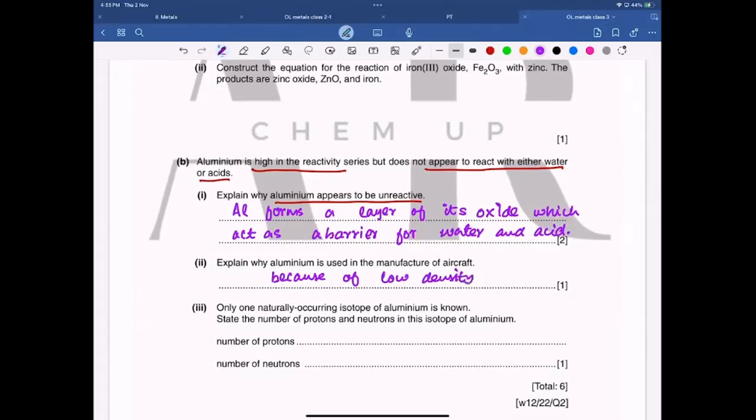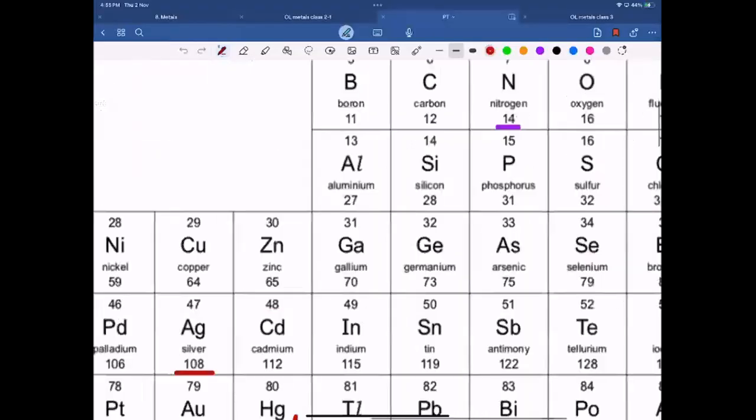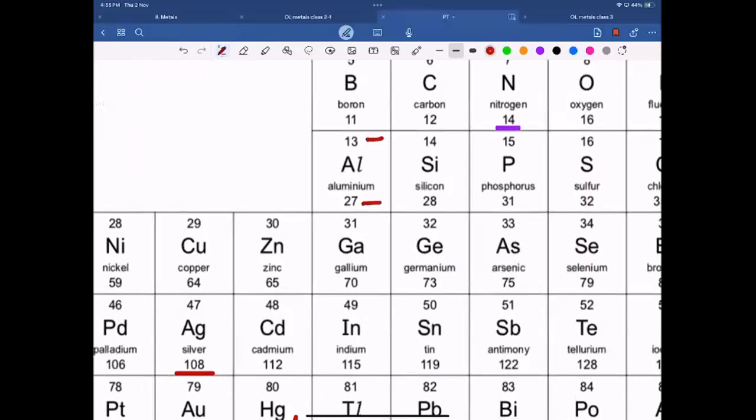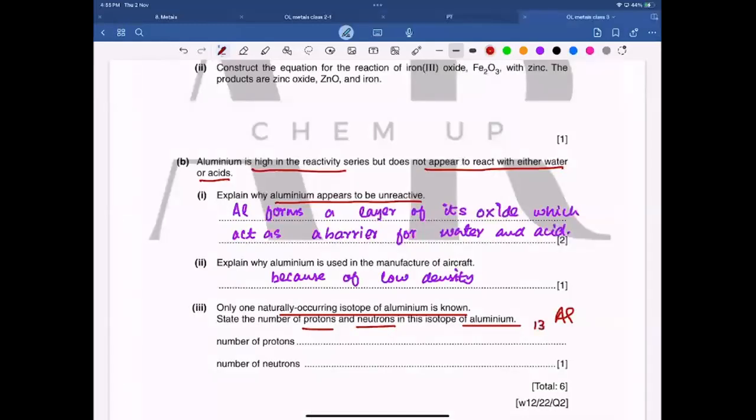Okay. Only one naturally occurring isotope of aluminium is known. State the number of protons and neutrons in this isotope of aluminium. So if there is one isotope, we can take the help of the periodic table. It's 13 and 27, right? So 13 is the proton number and 27 is the nucleon number. So how will you find the neutrons? Minus. Very good. 27 minus 13 gives us 14. Is this clear?